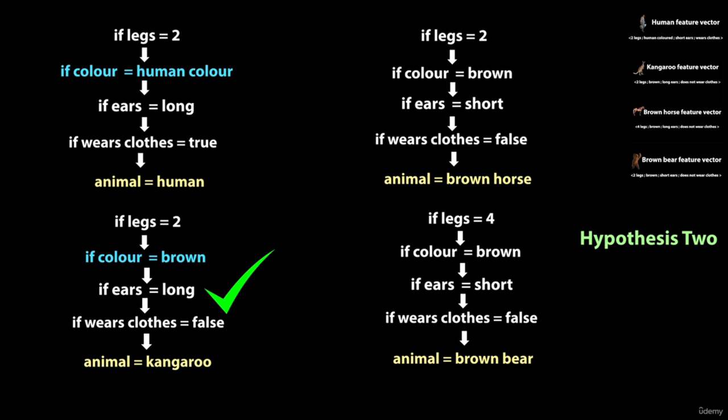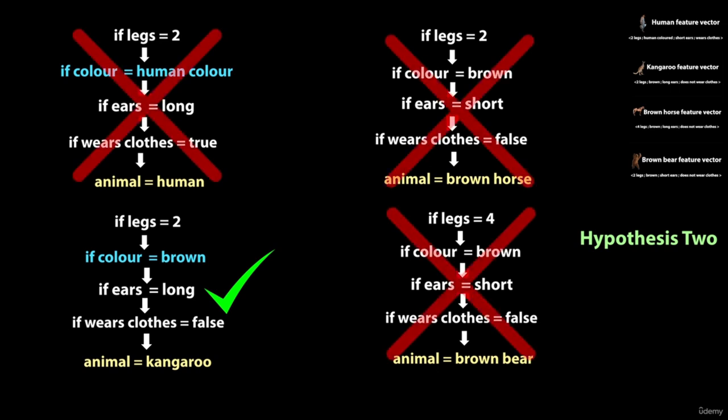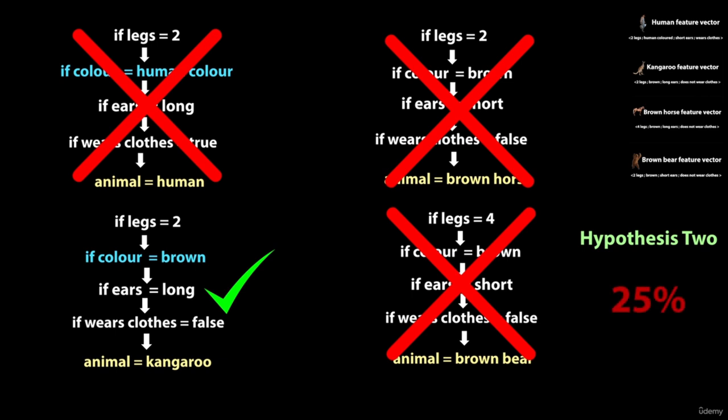However, the conditions to classify the humans, brown horses, and brown bears, according to the hypothesis, do not correspond to the base truth conditions found in the known feature vectors. Since this model can only classify one out of the four animals correctly, it is deemed to be 25% accurate.